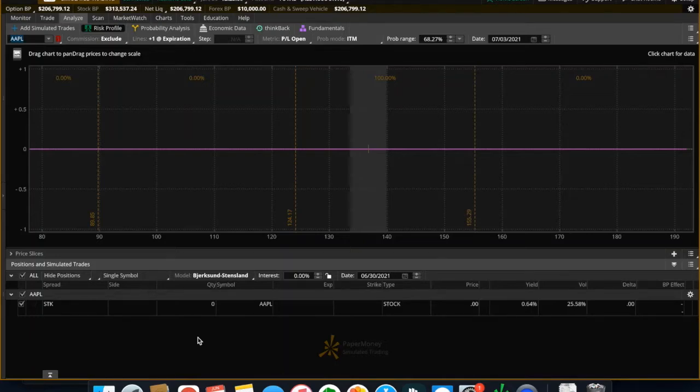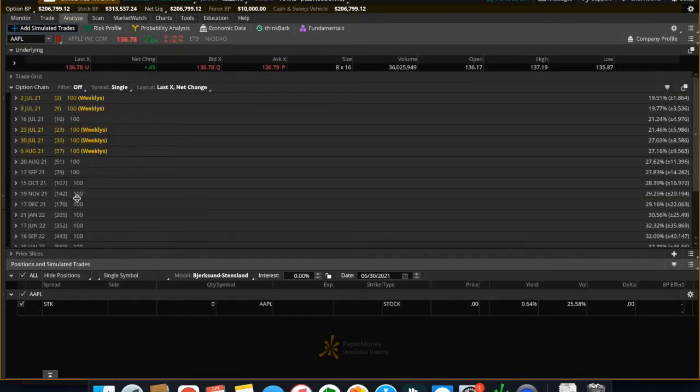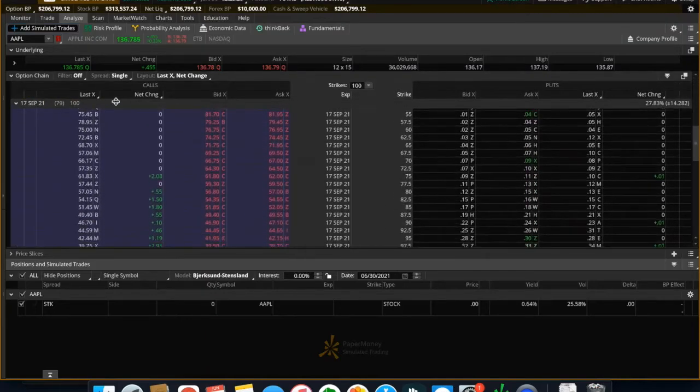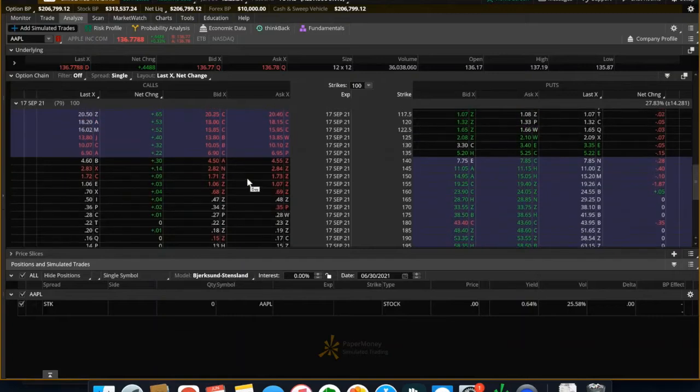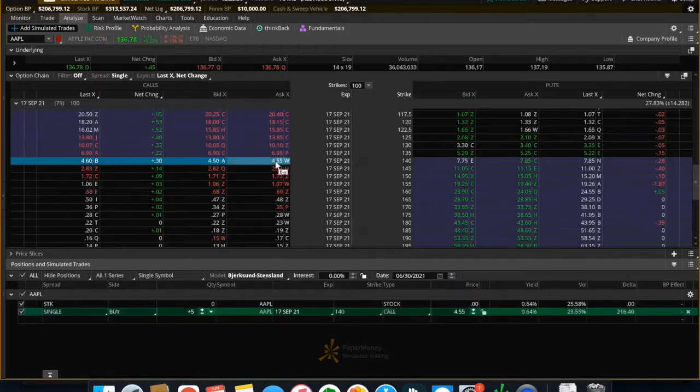All right, let's construct a couple really simple positions and take a look at what they look like in a graph format. And that's really what we're doing here. So by the way, today is June 30th. So I'm going to go out, let's look at the Septembers, and Apple's currently selling for just shy of 137. So let's say I wanted to buy a 140 option. I'm just doing this super simple. I'm just going to buy, and this has a quantity. I'll just change it to 1 here.